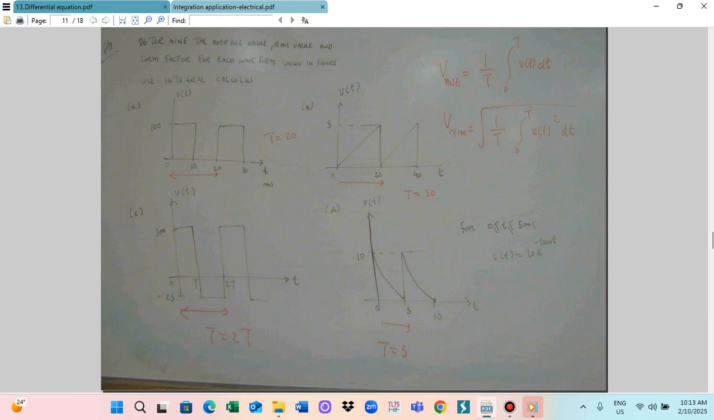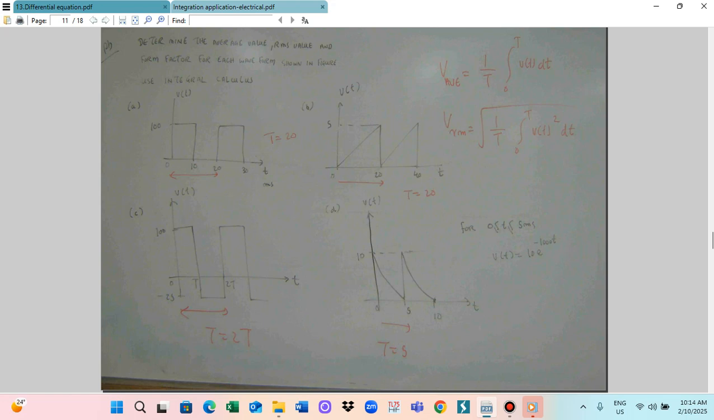Okay, firstly we consider the first function. This is a square waveform. Between 0 to 10 the value will be 100, and from 10 to 20 there will be 0. So we have to integrate for one cycle. One cycle means the same pattern is repeated. This is the one cycle, and those functions keep coming repeatedly.